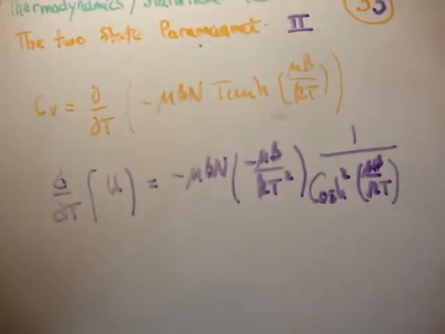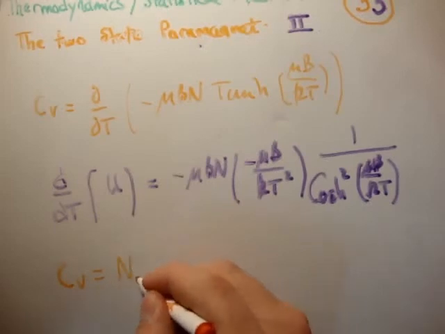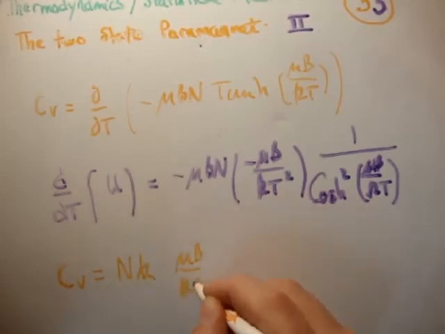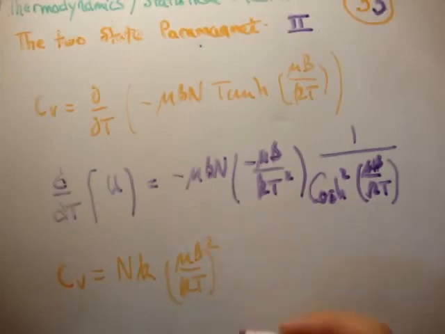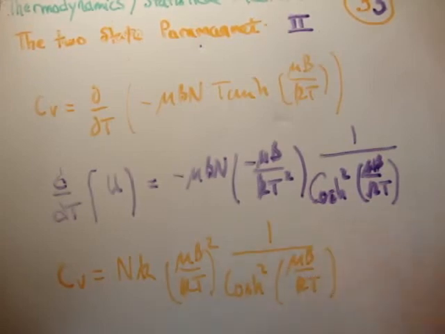Now if you multiply above and below by k, we can rearrange it into a nice looking form such that C sub v, the heat capacity at constant volume, is equal to capital N times k times mu b over kt squared times 1 over cos squared mu b over kt. Now that was a pain in the face, I know, but we'll see later on when we start doing quantum statistics that we can do all of that in about 3 lines.